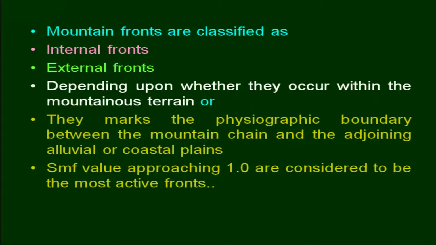So, this is important, which you can make out. This exercise one can do using topographic maps and satellite data. If you take the mountain front sinuosity, LMF by LS, and the ratio is approaching 1, then they are the most active fronts as compared to the relatively adjoining fronts.